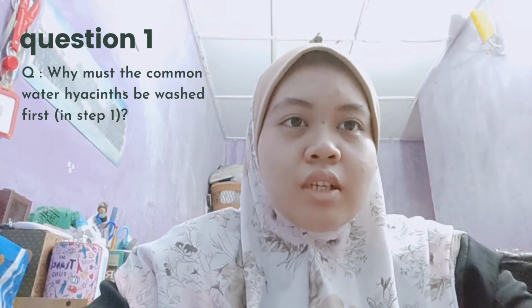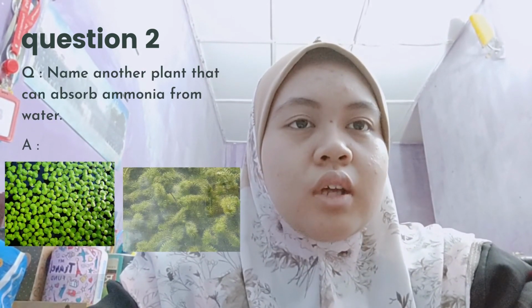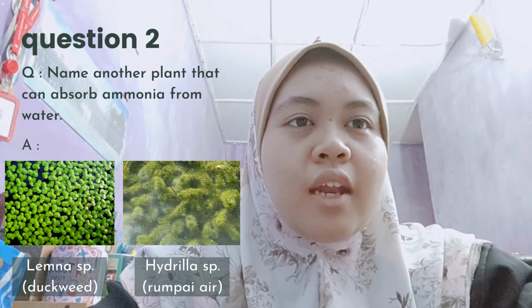Question 1. Why must the common water hyacinth be washed first in step 1? The answer, to remove all the mud and dirt from the roots. Question 2. Name another plant that can absorb ammonia from water. The answer, Lemna species and Hydrilla species.